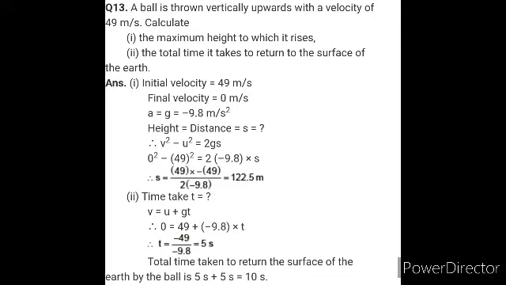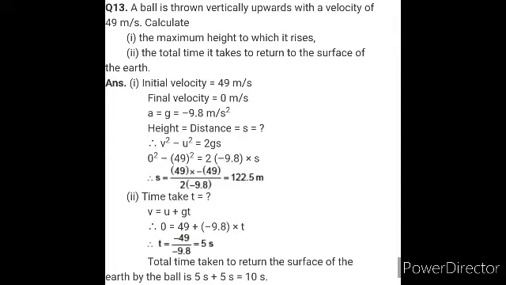A ball is thrown vertically upward, it means at the top its velocity is going to be 0, and it is thrown with a velocity of 49 meter per second, that is the initial velocity. So initial velocity, the value of u is 49 meter per second. Final velocity is not given, but we know that at the top velocity is going to be 0. So your final velocity v is 0.